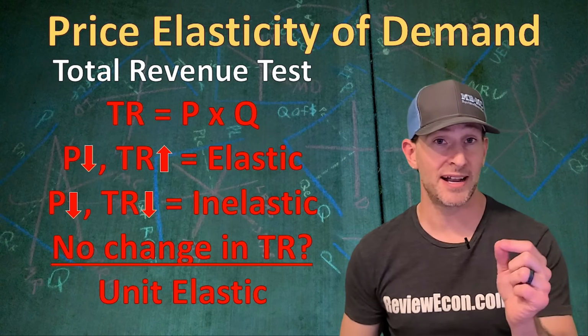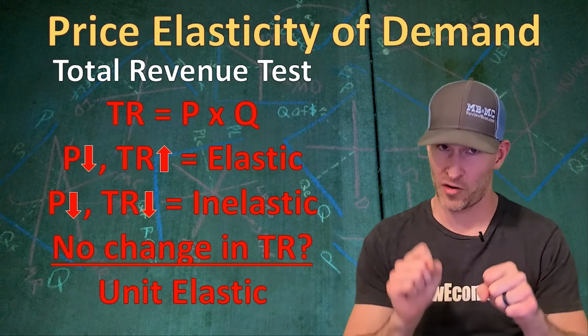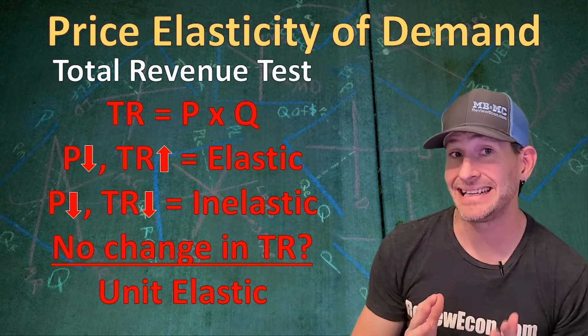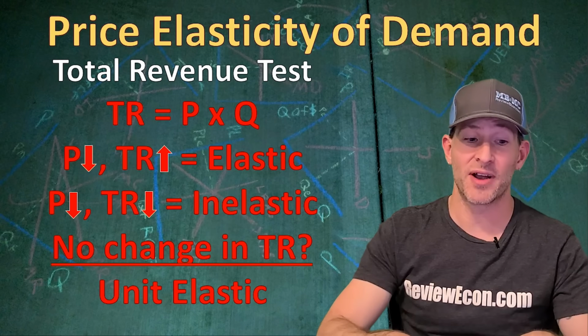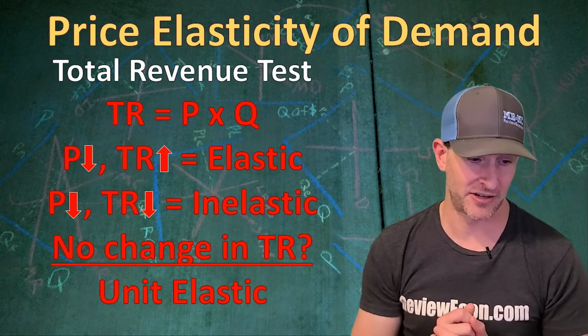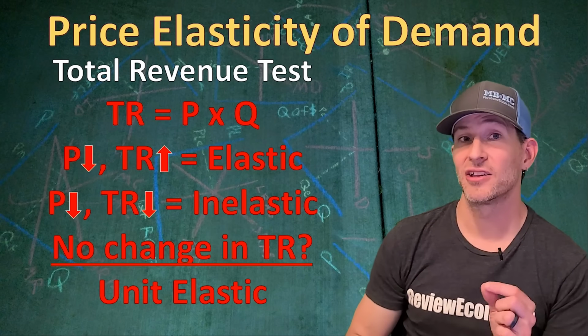Total revenue is price times quantity. If price goes down and total revenue goes up, they're going in opposite directions, that is an elastic demand curve. Price goes down and total revenue goes down, now they're going in the same direction, that is an inelastic demand curve. No change in total revenue with a change in price, we call that unit elastic.